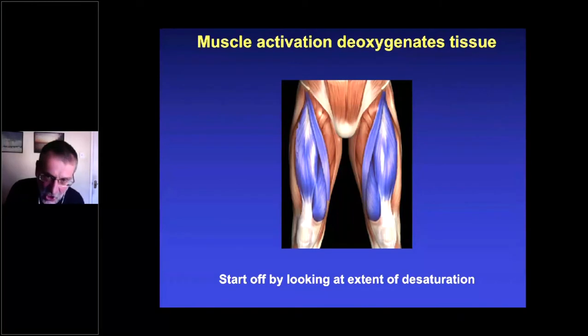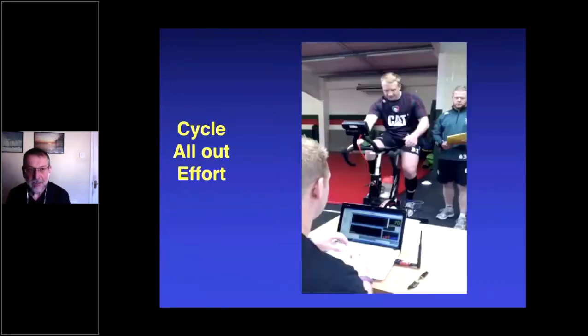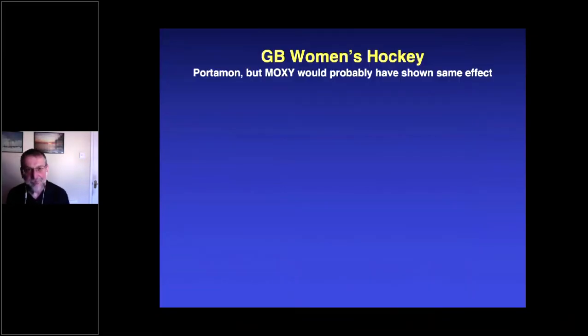So we all know muscle activation deoxygenates tissue. I'm going to start off by looking at the extent of desaturation. There's one measurement I'm sure you all do. So here's someone, I won't show the video, but he cycles with all-out effort. And as you know, if you do that, the saturation will drop. I'm not sure you've all seen that.